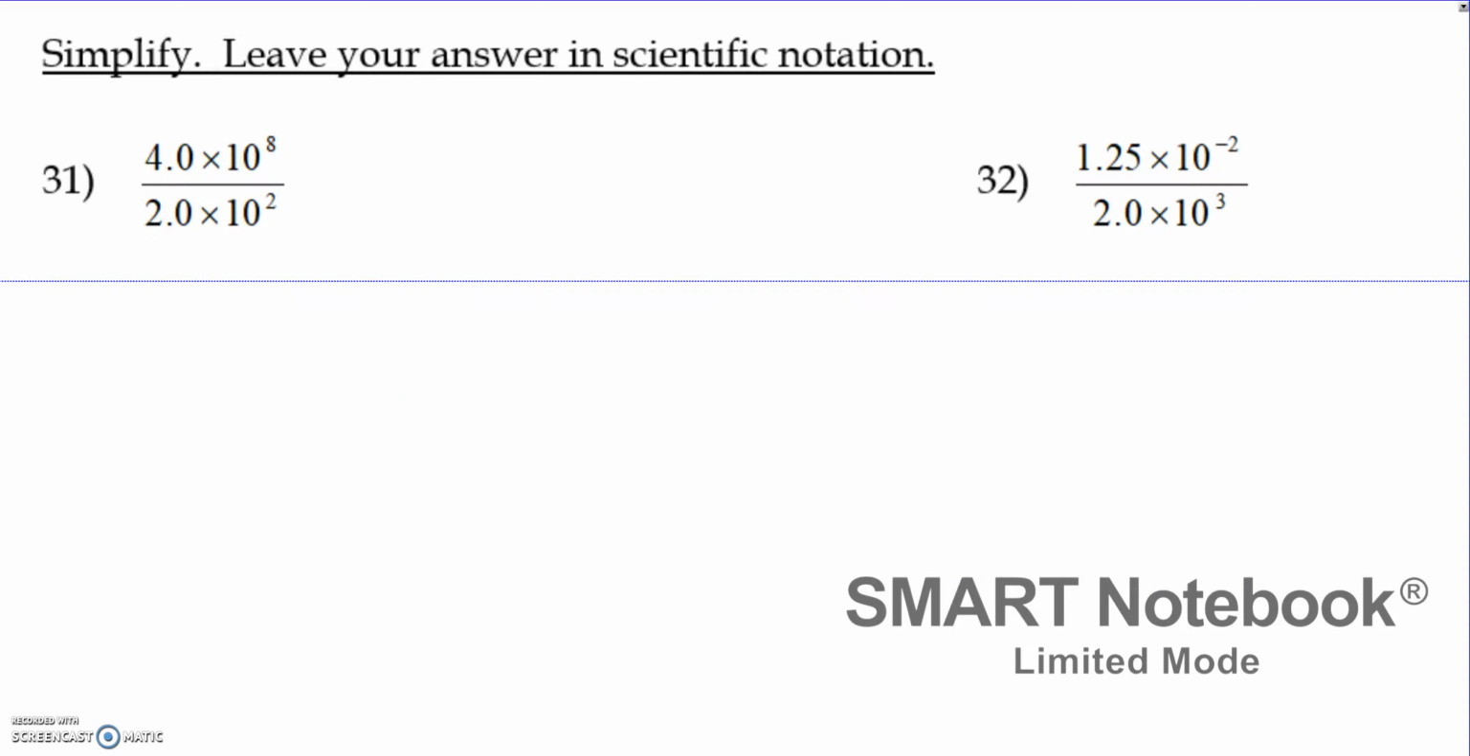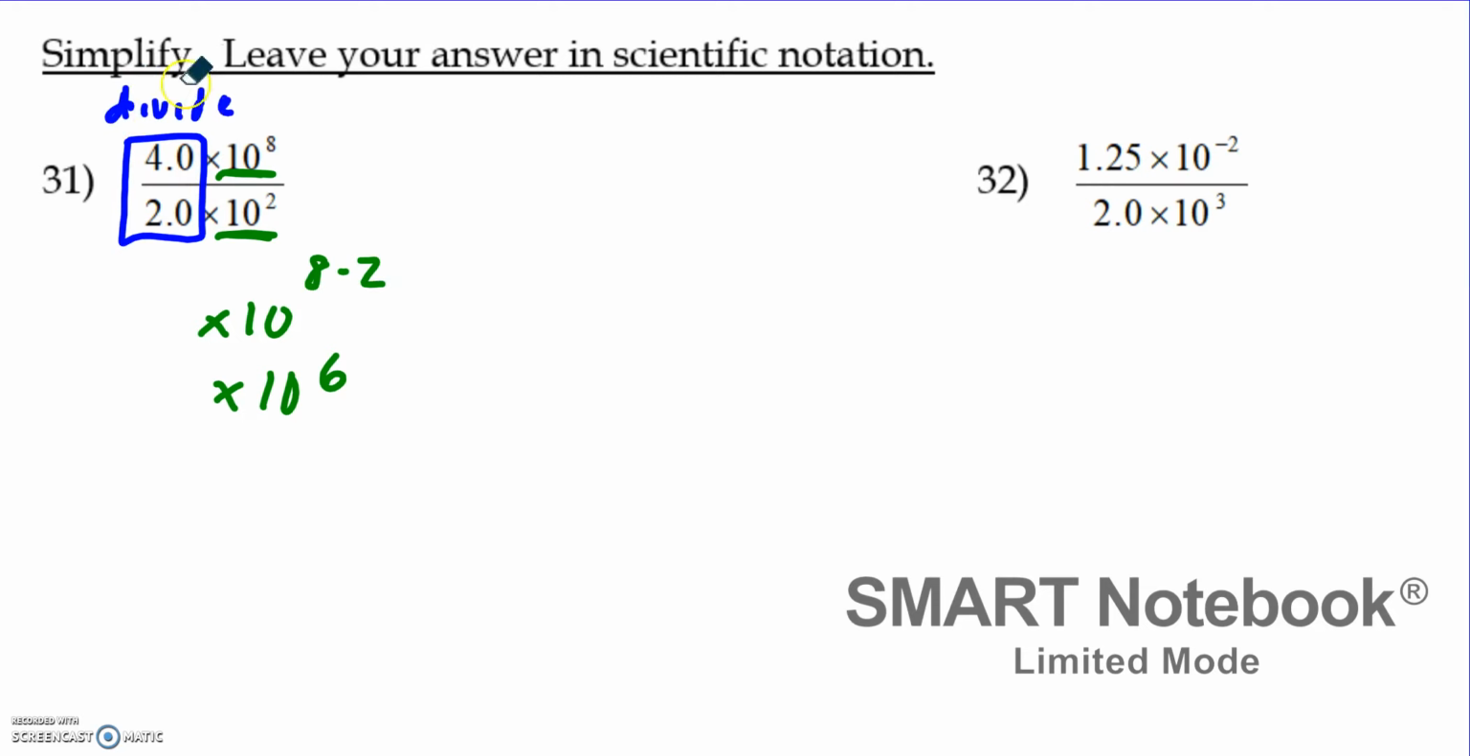Number 31. This time we're dealing with scientific notation divided by scientific notation. And if you think about what we did during exponent rules, if two things had the same base, we ended up subtracting the exponents. So this is really times 10 to the 8 minus 2 power, or times 10 to the 6th. 4.0 and 2.0 are not the same base, so the problem asks us to treat them like normal numbers. And the original problem is dividing, so we're going to divide 4 divided by 2 and get 2. Is 2 between 1 and 10? Yes. So this is my final answer in scientific notation.